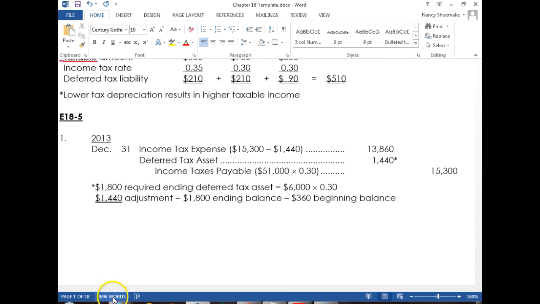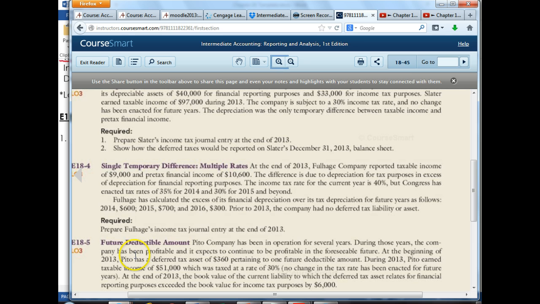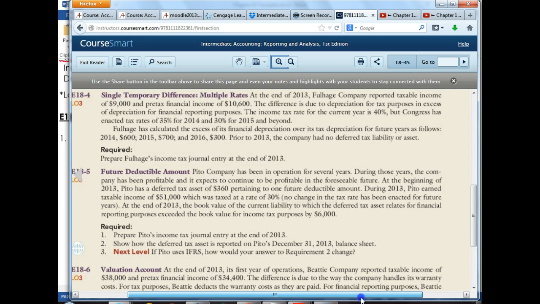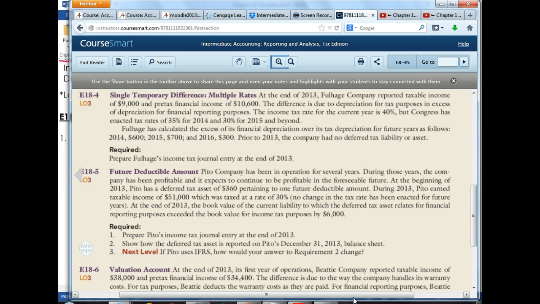Okay, let's go back here. Any questions there? 18.5. Pedo Company has been in operation for several years. During those years, the company has been profitable.